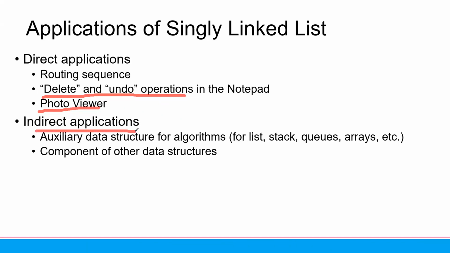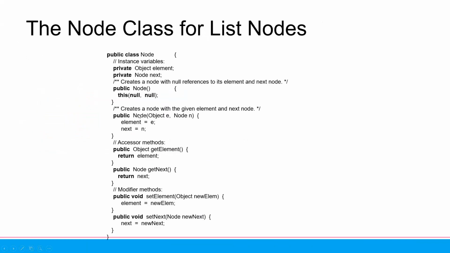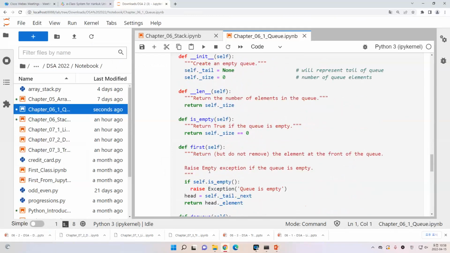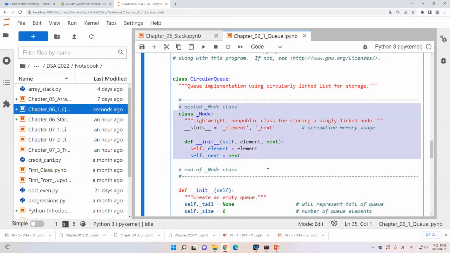And in the indirect application, it can be the auxiliary data structures. It can be for lists, for stacks, for queues, for arrays. And it can be the component of other data structures. This is the node class for list nodes. So the one that I did not show you in the circular queue is about the node. If you check the code here, you will see there is a node class, and this is about the node.